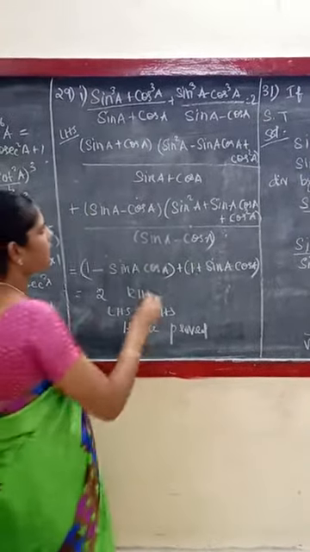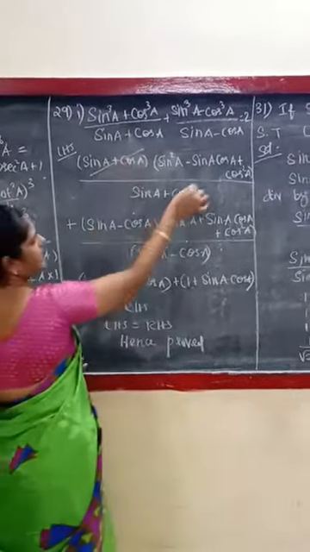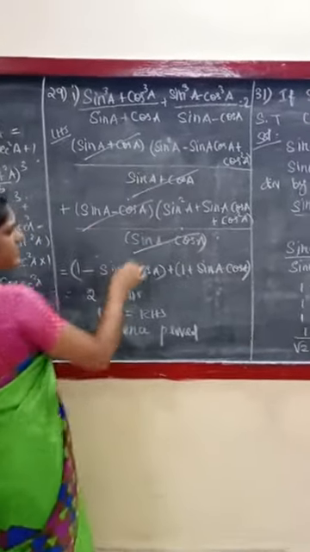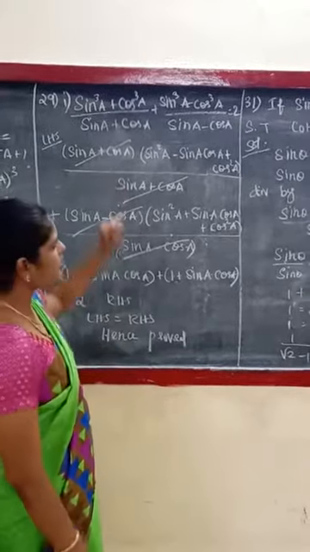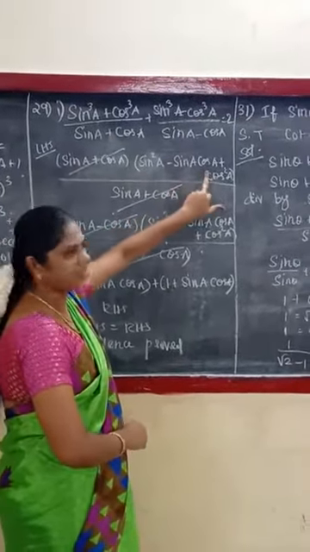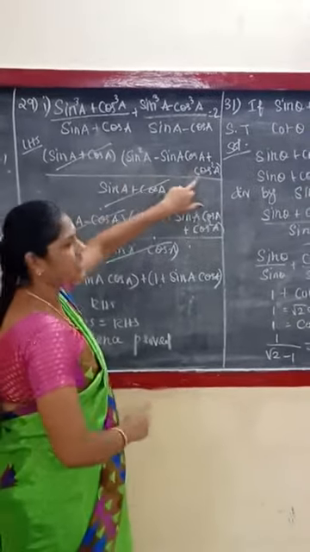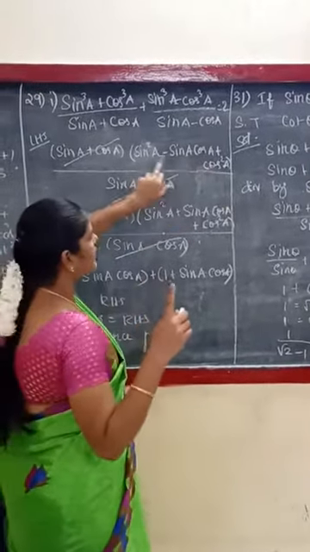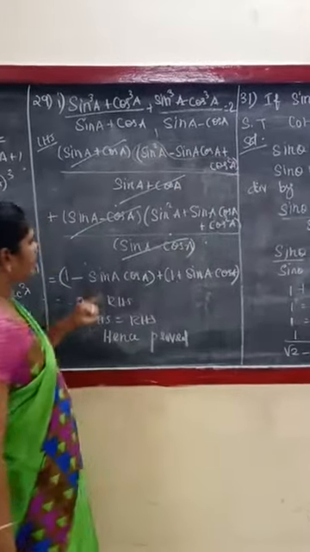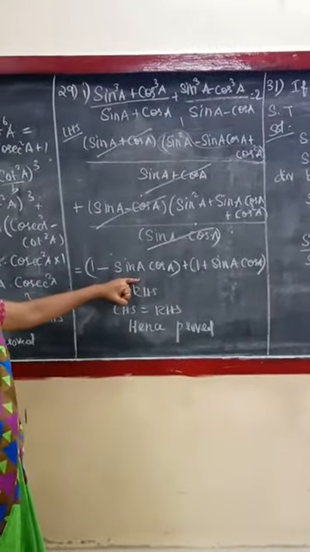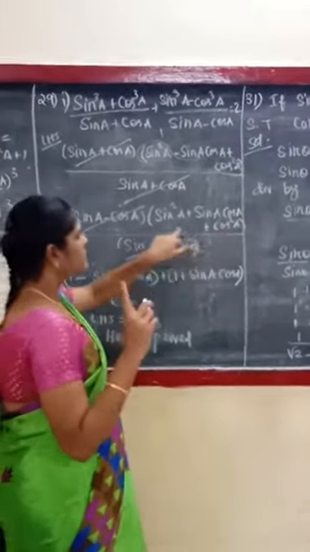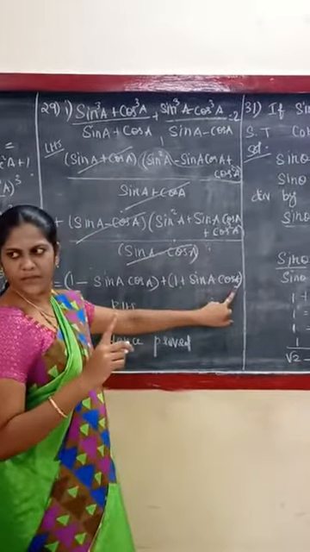Is it clear children? After this listen, sin a plus cos a cancels. Here also sin a minus cos a cancels. What's the remaining? Listen, sin squared a plus cos squared a minus sin a cos a. Here sin squared a plus cos squared a value is 1 now. So instead of this it's 1. So 1 minus sin a cos a. Is it clear? Next here also sin squared a plus cos squared a is 1. So 1 plus sin a cos a.